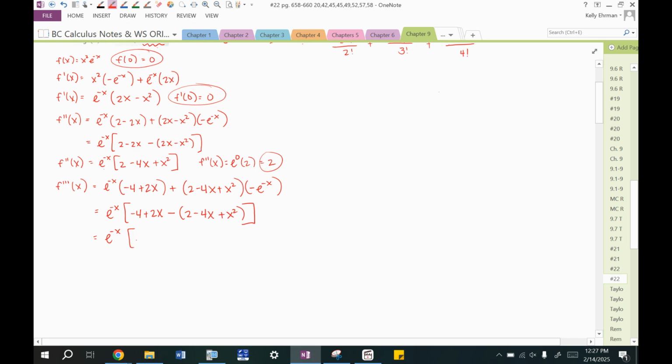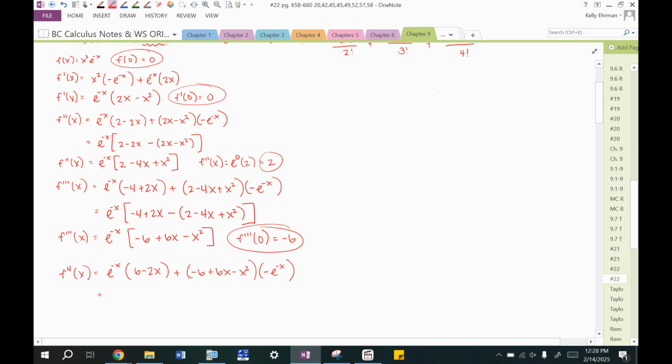Negative 4 minus 2 will be negative 6. 2x plus 4x will be plus 6x. And again, we have a minus x squared. So that's the triple prime equation. When we plug 0 into that, we get 1 times negative 6. So negative 6. We need to do this one more time. First times derivative of the second plus second times derivative of the first.